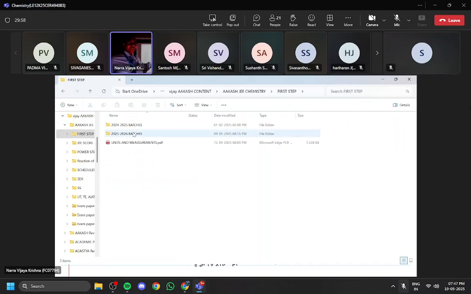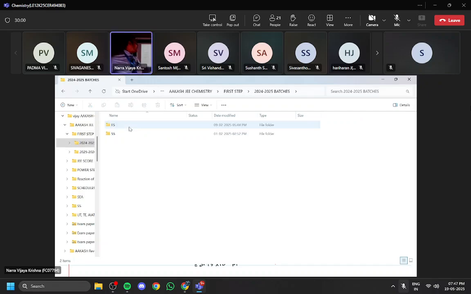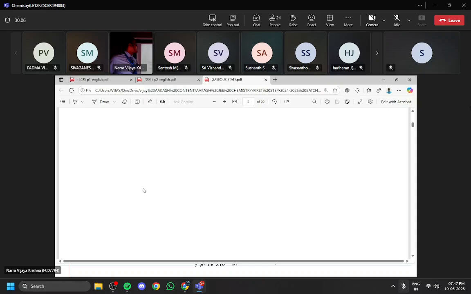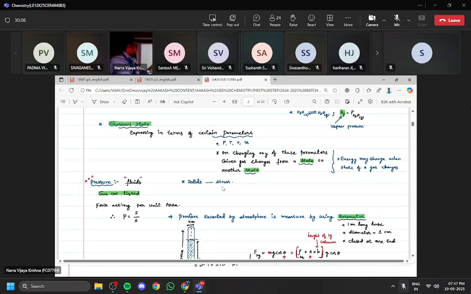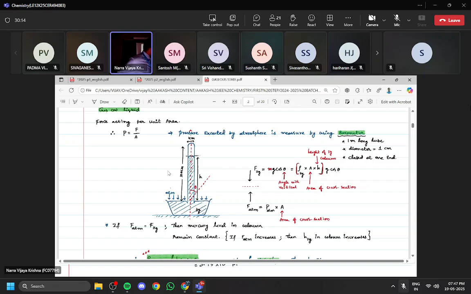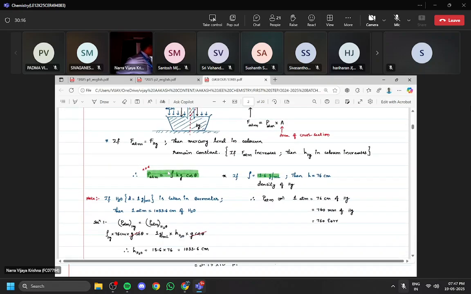Class FS, last year, 24-25 batch, FS, gaseous state chapter. There we discuss about pressure. While we are discussing there about pressure, P atmosphere equal to rho Hg cos theta. Correct or not? We discussed this or not there? Right?